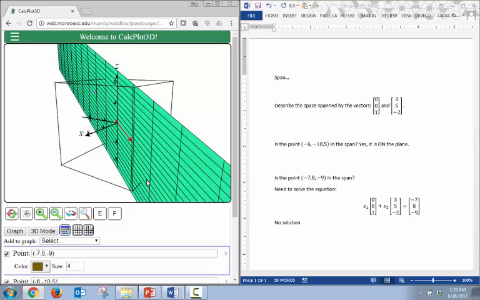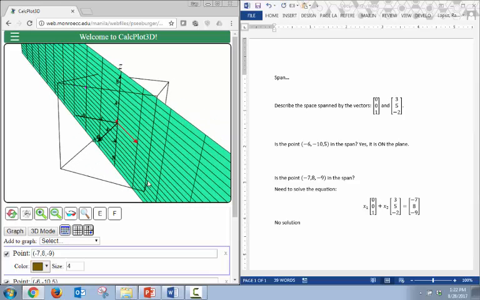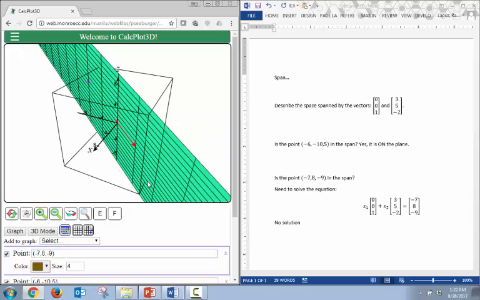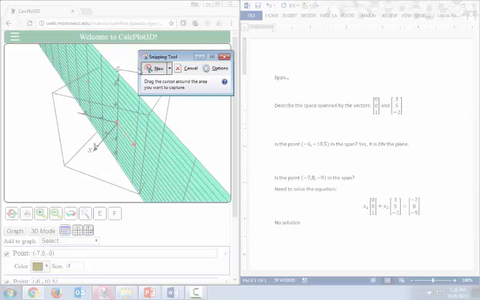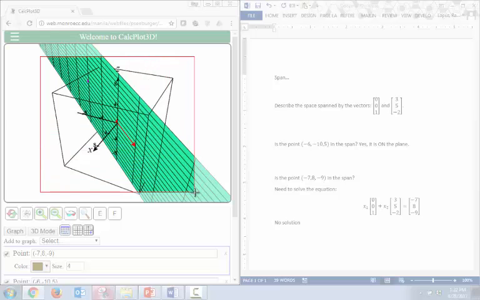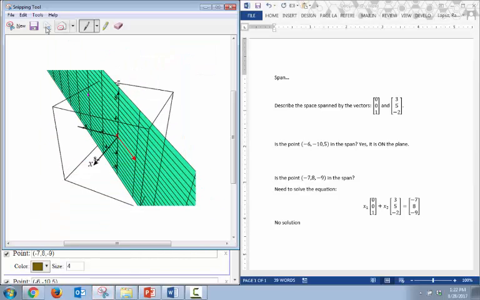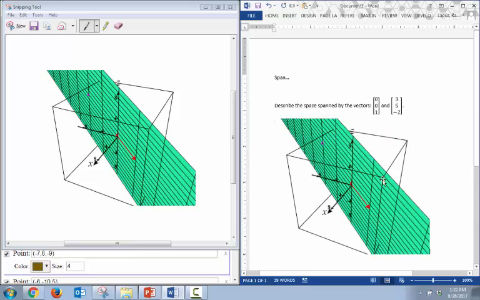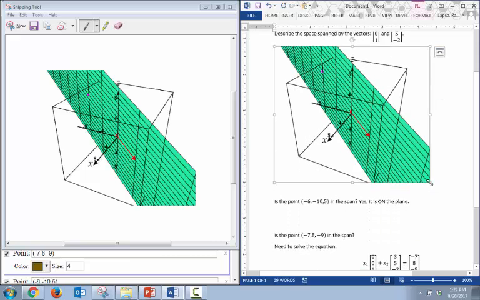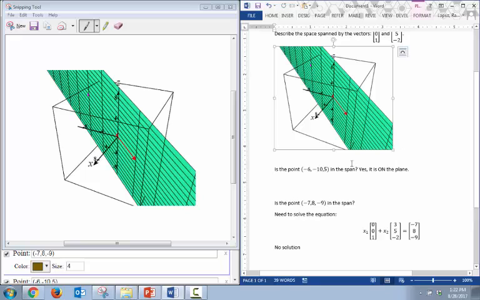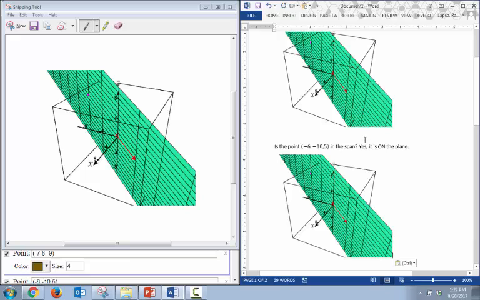So the space spanned by these two vectors can be a plane, and I'm taking screenshots and stuff like that because I'll put it as part of our notes, in addition to the notes that we're going to have today. And then is that point part of the plane? I guess I should have taken that.